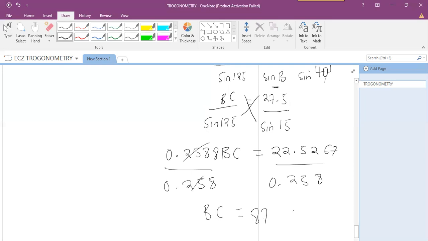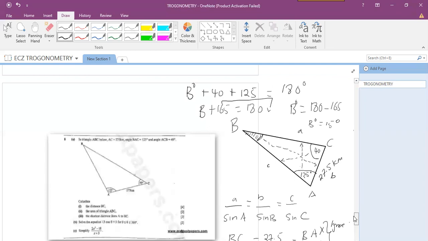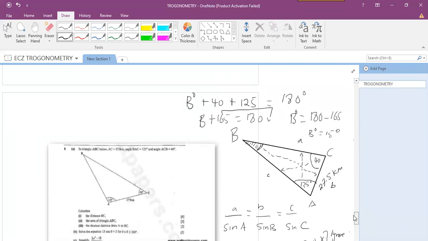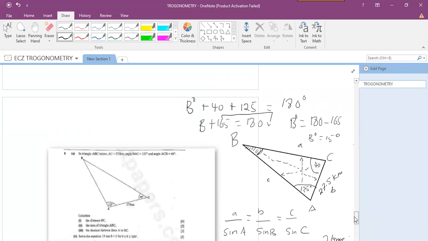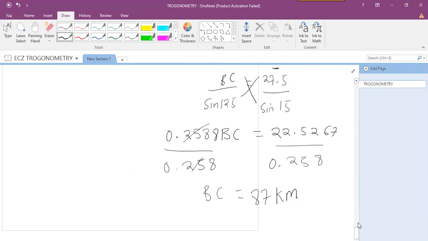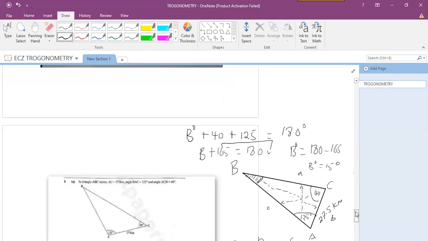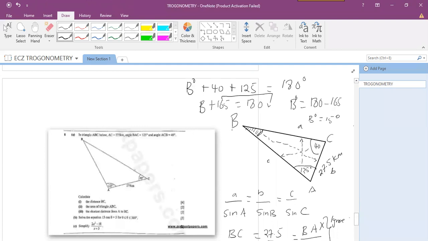So 87 kilometers. I'm rounding off to one decimal place because there's 27.5. So I'm going to say 87.3 kilometers. So our BC is 87.3 kilometers.